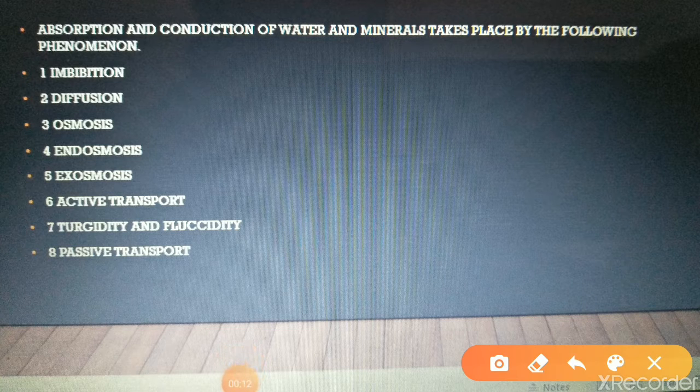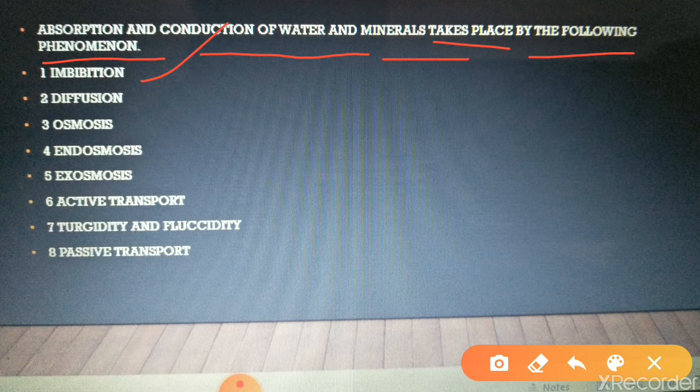In plants, absorption and conduction of water and minerals takes place by the following phenomena. First one, imbibition, diffusion, osmosis, active transport, turgidity and flaccidity, passive transport. Absorption and conduction of water and minerals take place in a plant body by these phenomena. Okay, one by one we can study.